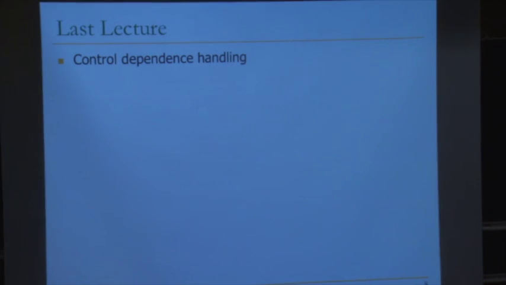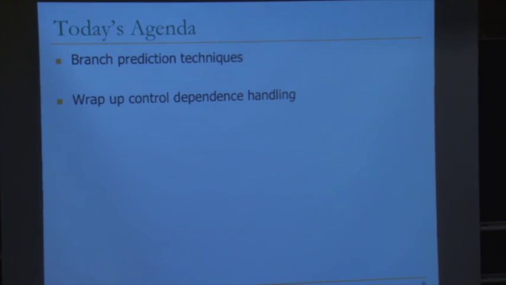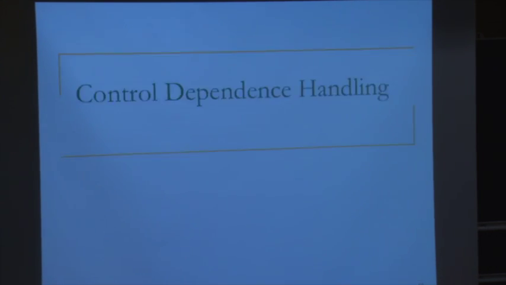So last lecture, we've covered a lot of control dependence handling, but we haven't finished it. So we're going to continue with it today, especially focusing on branch prediction, which is one form of control dependence handling. And we're going to wrap up with other forms of control dependence handling. We're going to hopefully finish all of what I have.